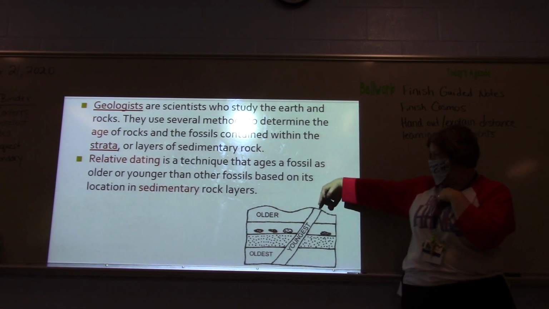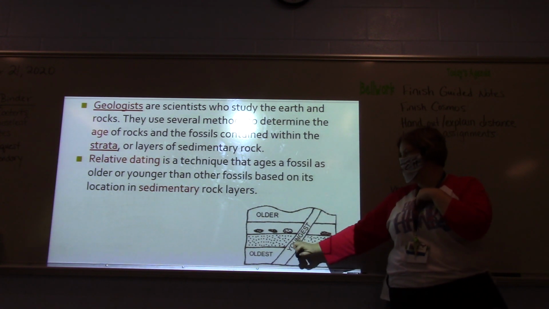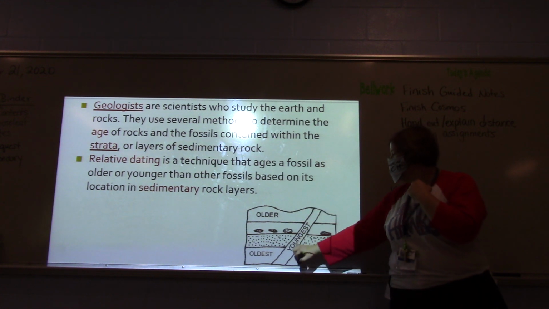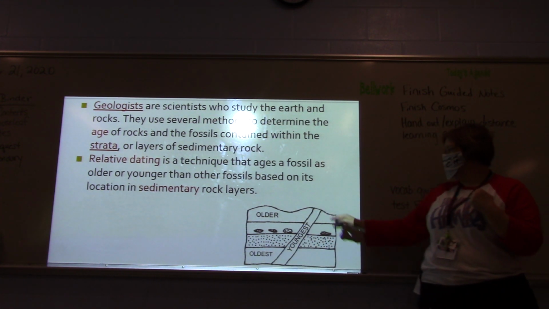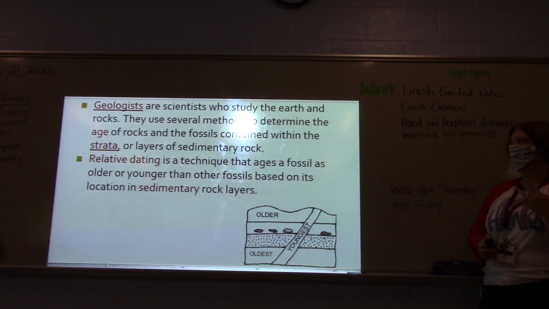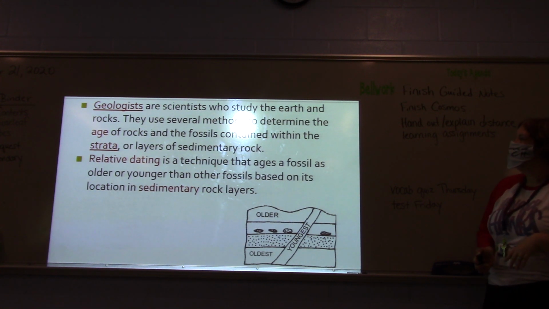If there's anything that's going through the rock, like maybe a volcanic eruption and some magma, lava, whatever it's called, went through the rock, that has to be the youngest thing because how would it go through the rock layers if they weren't there? Geologists learn to look for patterns and how things form.